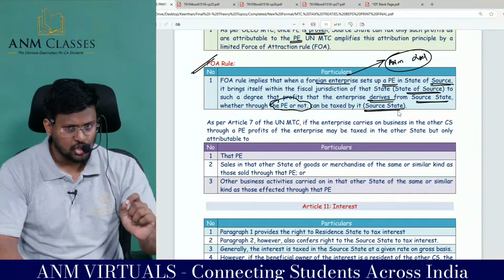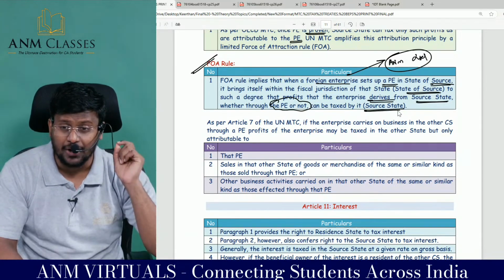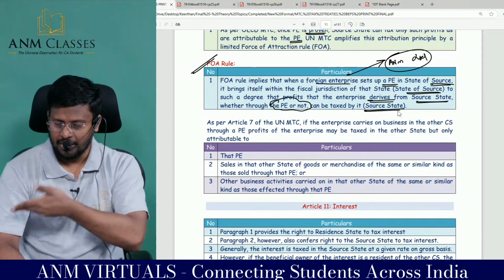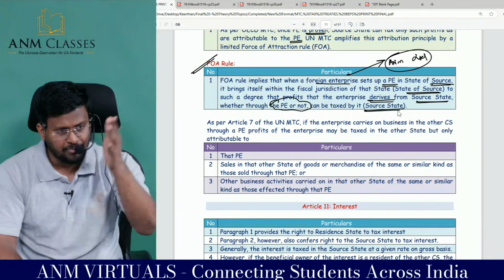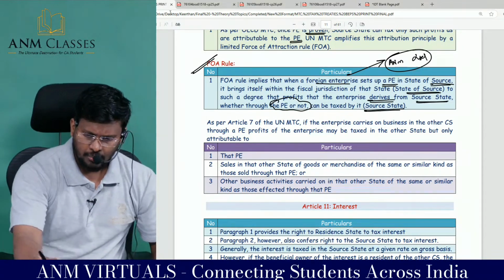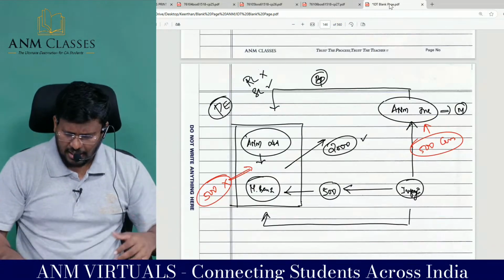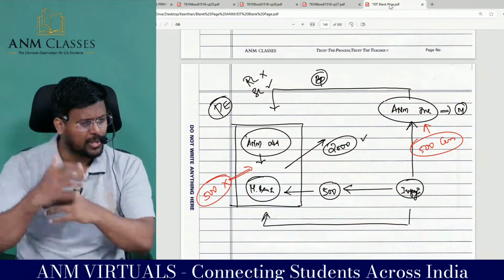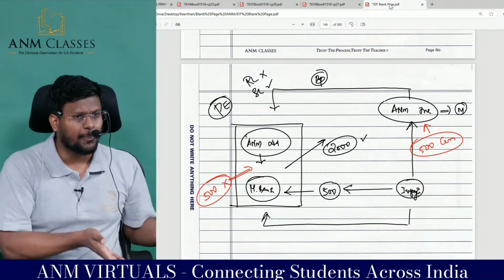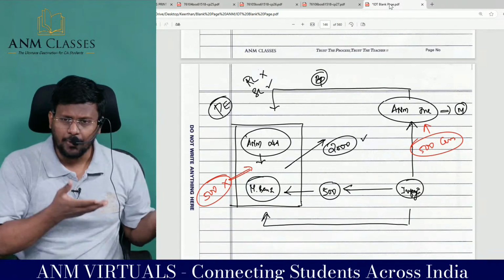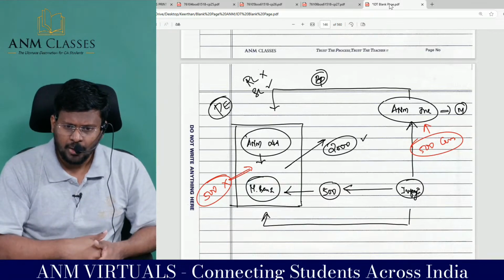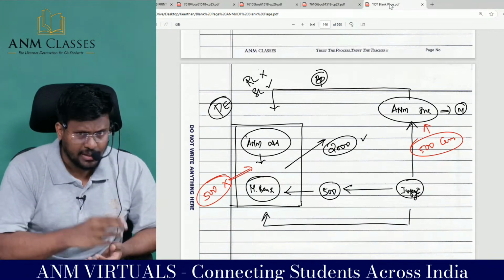It is because of the limited force of attraction rule. Because of force of attraction only, Infosys has purchased the car from A&M Incorporation, which is situated in Mauritius. Otherwise, why, sir, would Infosys place their order with the Mauritius branch? Because they are situated in India. Even we have a permanent establishment in India.